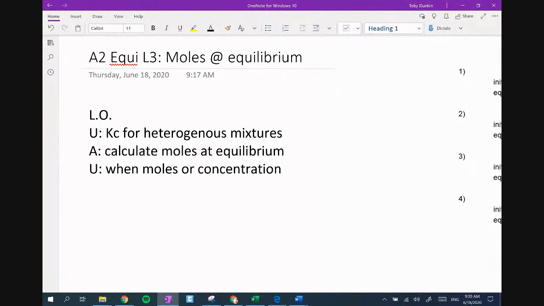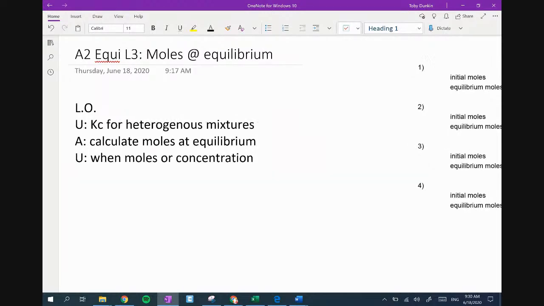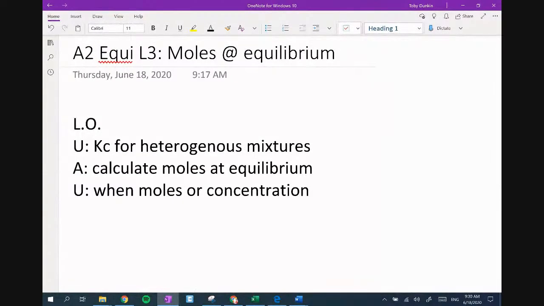Okay, so A2 Equilibria lesson 3, moles at equilibrium. That's our lesson. So 3 learning objectives, 2 understand, so it's going to be tricky. Number 1, understand Kc for heterogeneous mixtures. Number 2, be able to calculate moles at equilibrium and understand when to use moles or concentration.